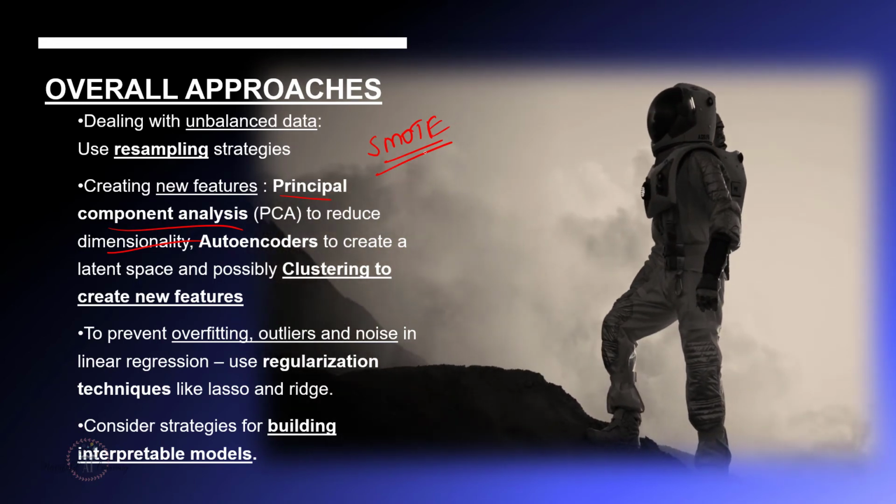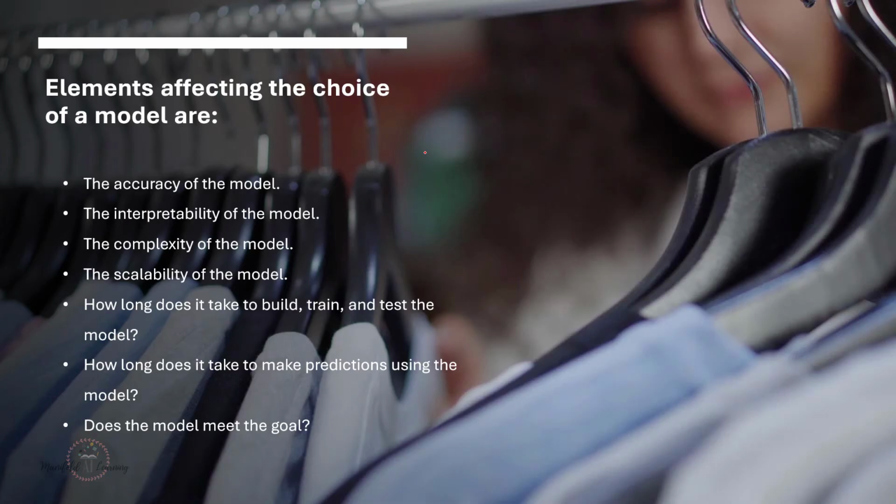Now, whenever I'm selecting the model, some of the elements that would affect the choice of my model are: one, obviously, the accuracy of the model; two, the interpretability of the model; three, the complexity of the model. So if the model is too complex, we'll try to stay away from it. Next, scalability of the model. Can I extend it to the higher amount of data that I have for my enterprise? So that is one thing that we are going to consider.